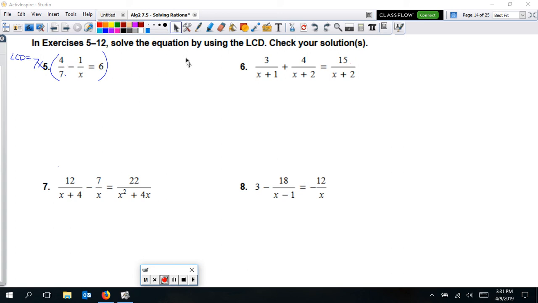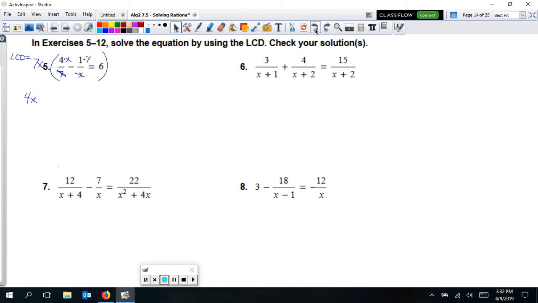Okay, so when we multiply our first fraction here, we can cross out the 7. That crosses with the 7 in the LCD, but then we still have an x to multiply the 4 by, so that one's going to get multiplied by an x. On the next one, we're going to cross out the x, and then we're going to have to multiply the 1 by a 7, but I'm going to make sure we see this as a minus 1 here, so I'm going to change any minus signs to plus signs and then make that 1 a negative 1.